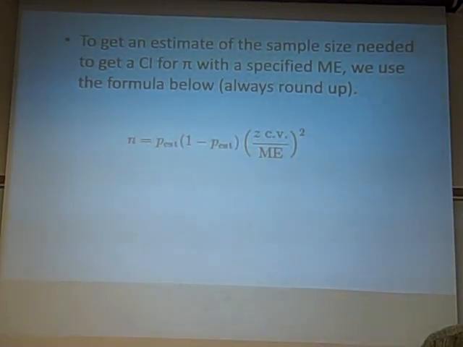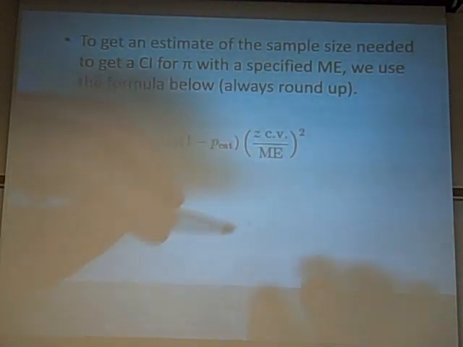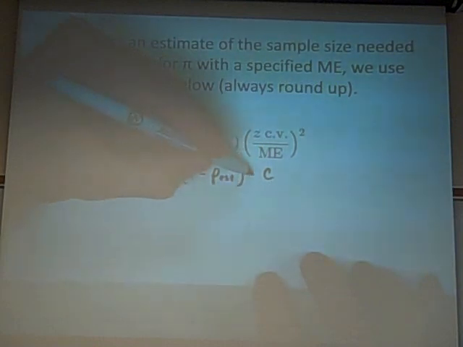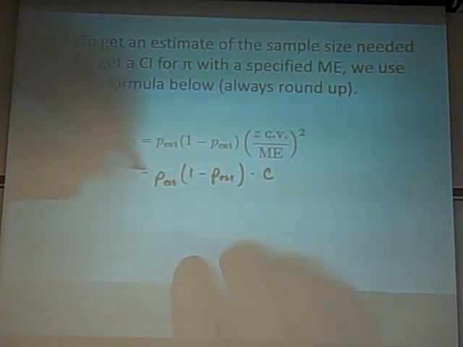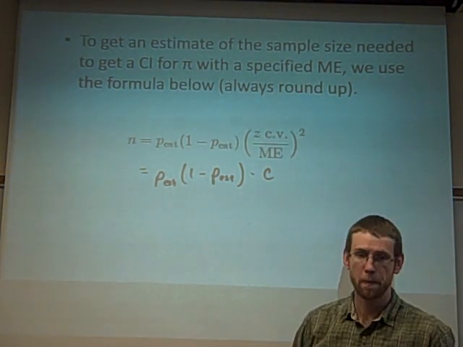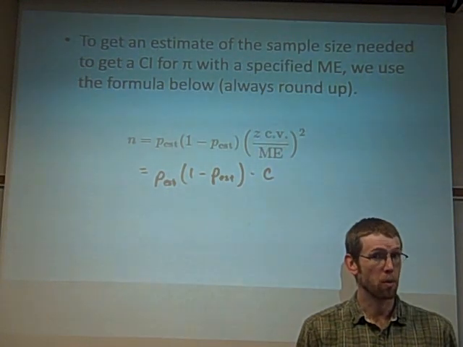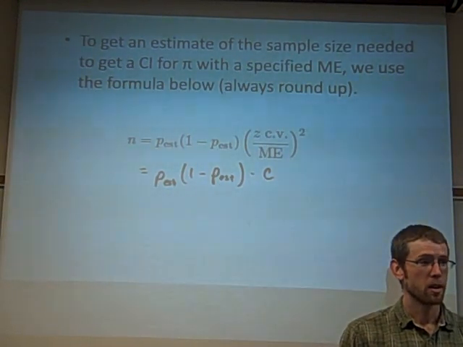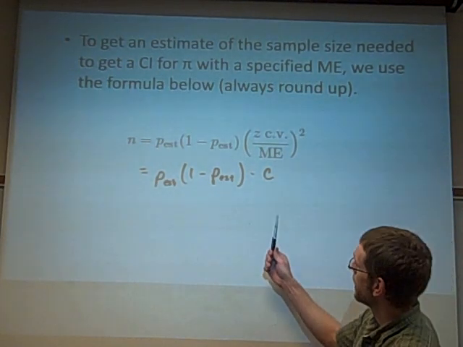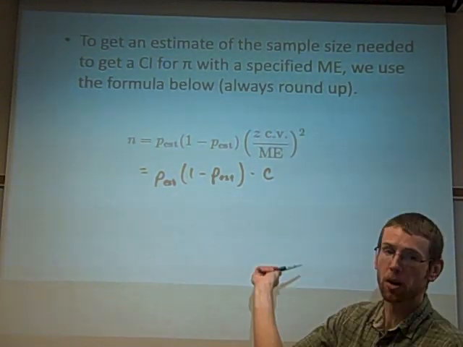So really, you've just got something that looks like this. We'll call this thing C, some constant. So you've got p sub est times 1 minus p sub est times a positive constant. You guys buy that? So what values can this p sub est take on? Proportions can only be between 0 and 1. You can't have a negative proportion, and you can't have a proportion bigger than 1. What happens to this function when p sub est ranges from 0 to 1?